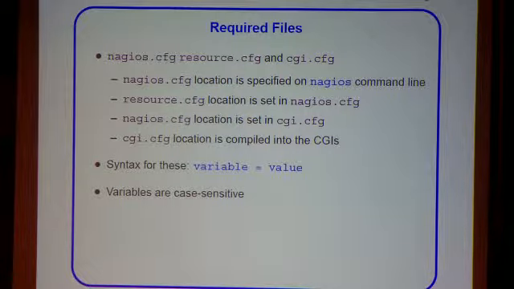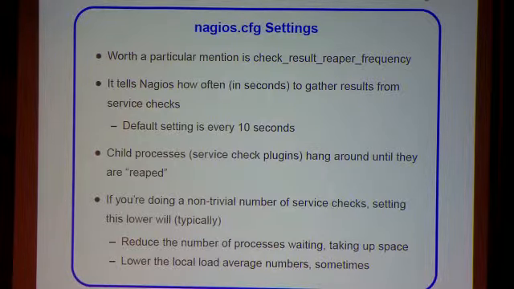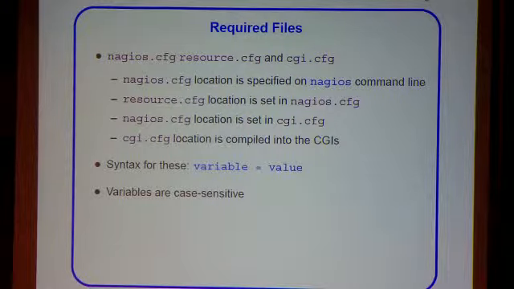One of the things to be aware of: the location of the CGI config file is actually compiled into the CGIs. The CGIs are C programs, and in them, they have where to look for the CGI config file. You can't just move it around arbitrarily unless you're going to recompile. And the other thing I should mention, CGI config refers back to Nagios config so that the CGIs can get some information out of the Nagios config file. So there are pointers in two directions there.